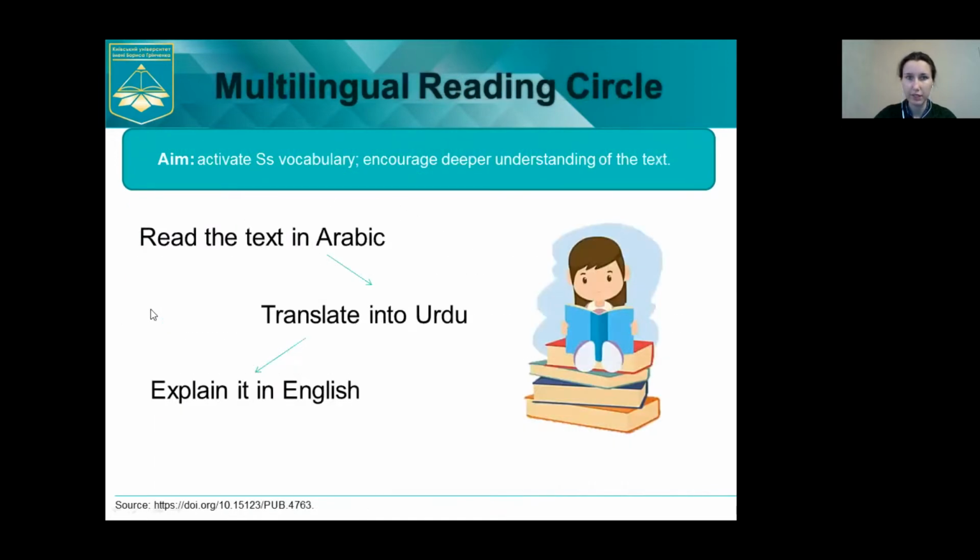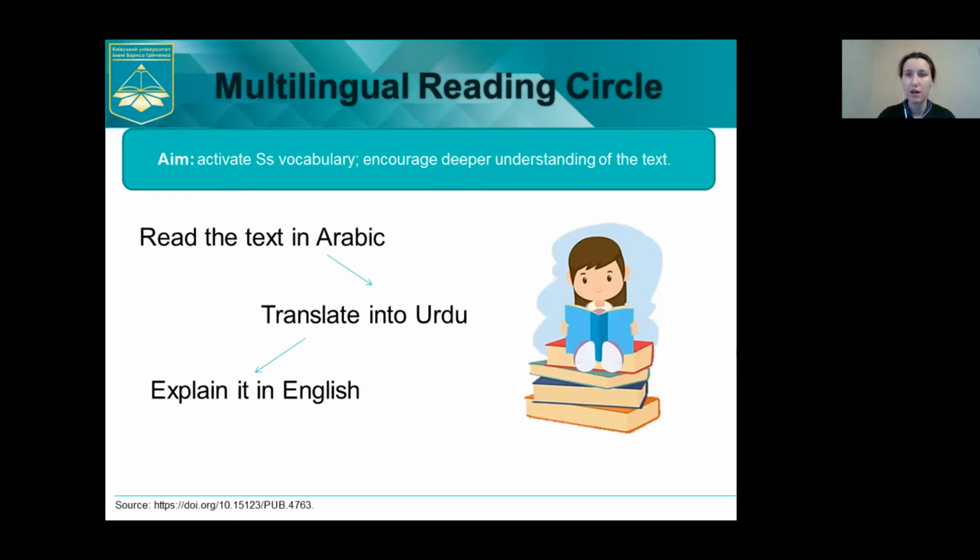And the next activity is Multilingual Reading Circle. It aims to activate students' vocabulary and encourage their deeper understanding of the text. In this activity, the teacher reads the text in, let's say, Arabic. After that, in the discussion, he or she translates this text into Urdu. And after that, the explanation goes on in English.